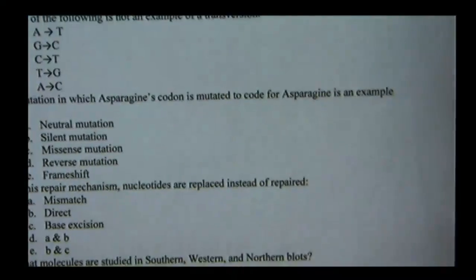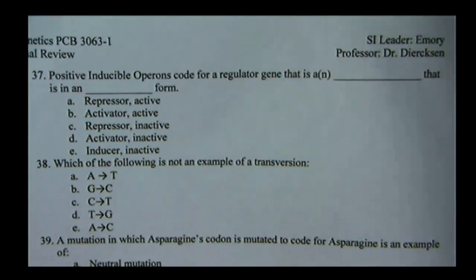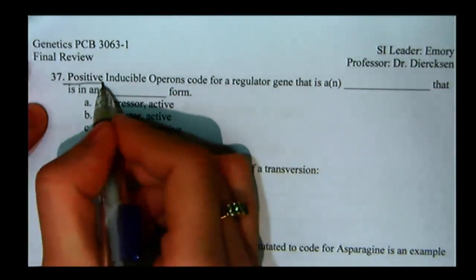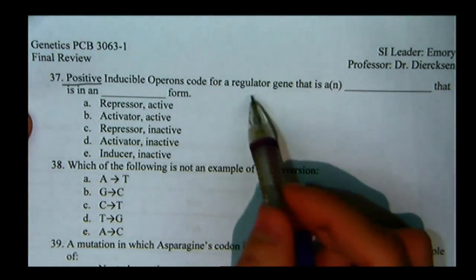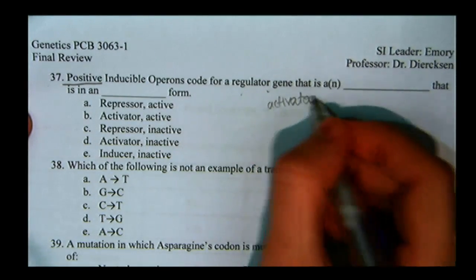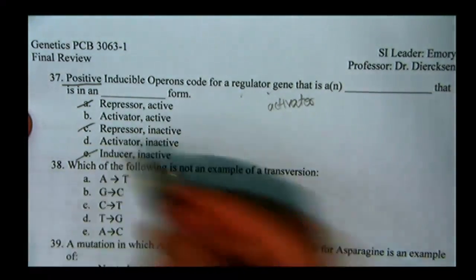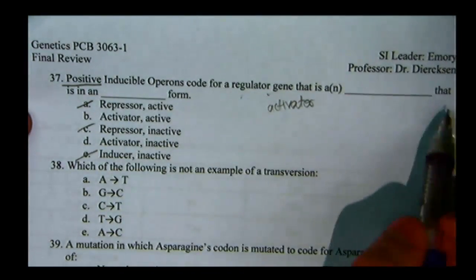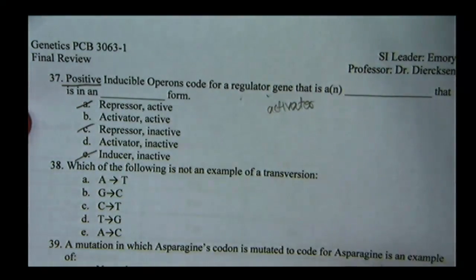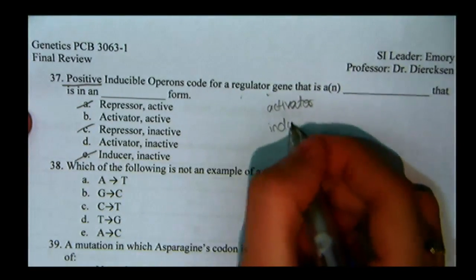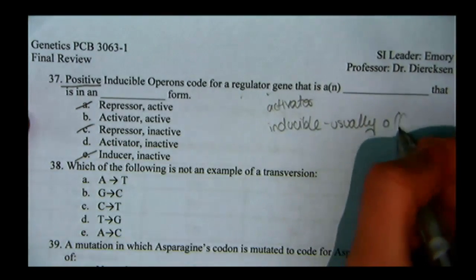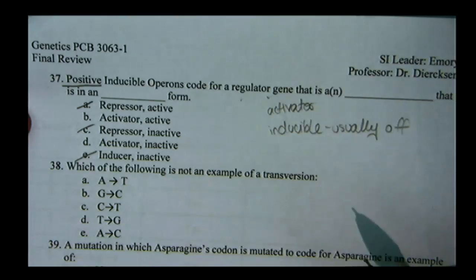Okay, so you're given a positive inducible operon. Again, we just talked about how positive involves a regulator gene that is an activator, so you can immediately eliminate your repressors. And the inducer, that's not a regulator gene. In a positive inducible operon, is your activator in an inactive or active form? Remember, inducible corresponds to being usually off. So if this operon is usually off, but you have an activator that the regulatory gene codes for, that means that activator is usually going to be inactive. Something else has to come in and make it active to turn on transcription.